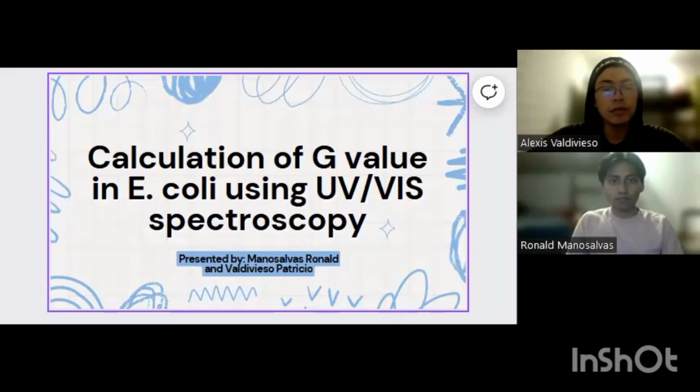UV-Vis spectroscopy refers to the measurement of the absorbance of ultraviolet visible light by E. coli bacteria to determine its growth and viability in experiments. G values are a measure of bacterial growth rate and are calculated using absorbance measures at different wavelengths. This method is useful for monitoring bacterial growth in real time and evaluating the effects of various treatments or environmental conditions on the bacteria.